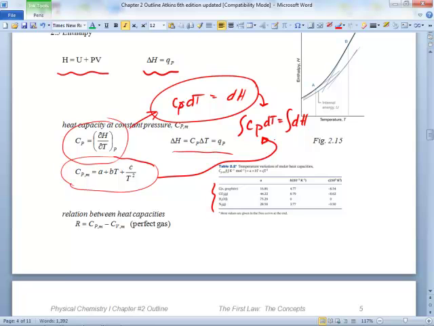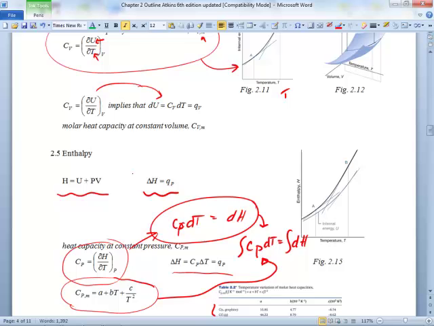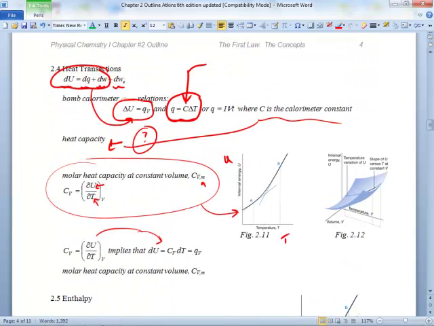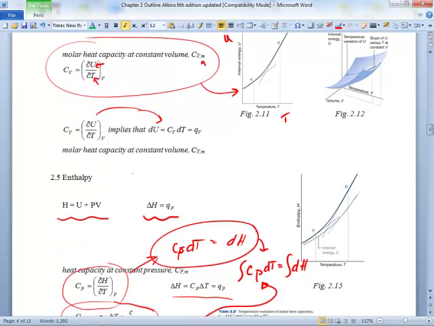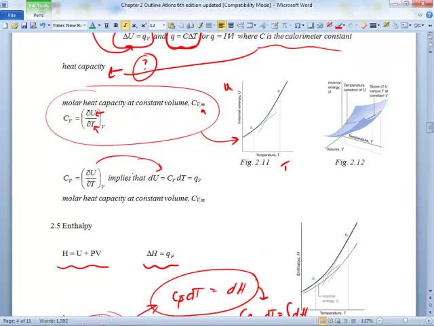A lot of tables may only give you one, the molar heat capacity at constant pressure. Well, you can calculate the molar heat capacity at constant volume, the relation with the gas constant. Okay. So the homework only gives you one. You can get the other one if you need it. So that's a brief overview of what you read about. Any questions on that before we jump into the homework?